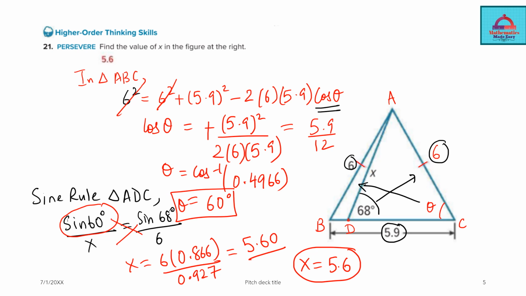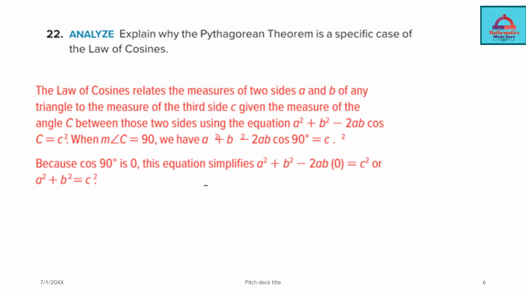So reflect on the question. We have applied sine and cosine rule to solve for the value of x. Next question is explain why Pythagorean theorem is a specific case of law of cosine. So first we are going to write the law of cosines. a square is equal to b square plus c square minus 2bc cos A.